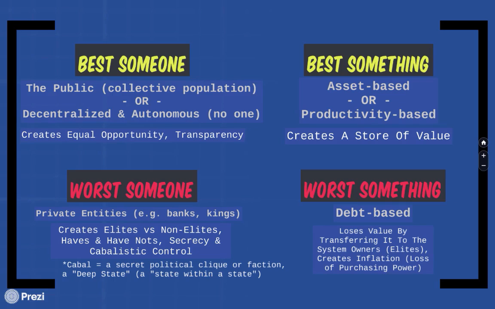Now, the best something is asset-based or productivity-based currencies. And the reason why is that this creates a store of value. Remember, we talked about money and, let's say, gold being able to store value because it cannot just be infinitely printed, and so on. So if you're building store of value into a currency, you have to make it asset-based or productivity-based. The worst something to have is a debt-based system because that loses value all the time. And you'll see why in a second. We'll get into it in a second. It loses value all the time.